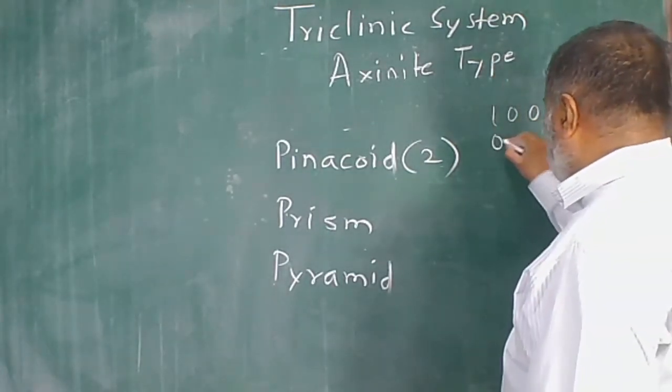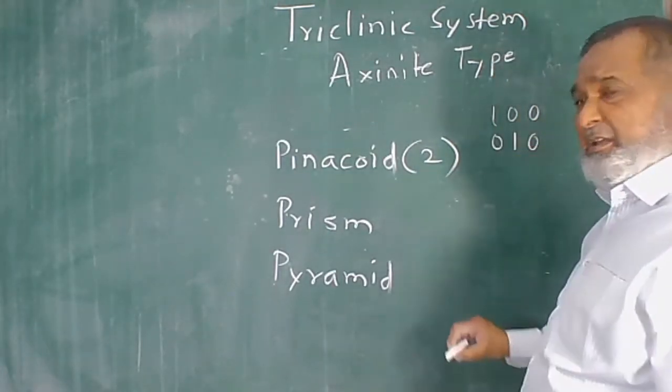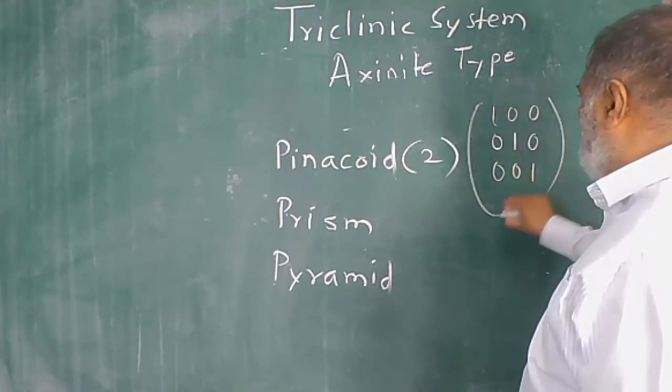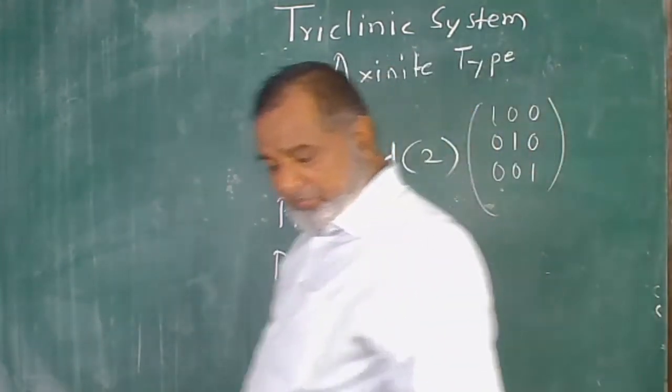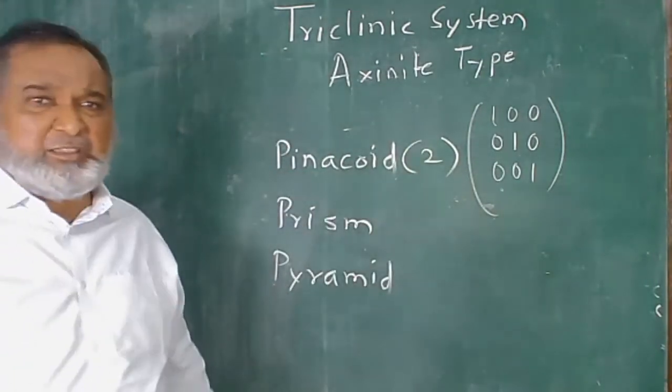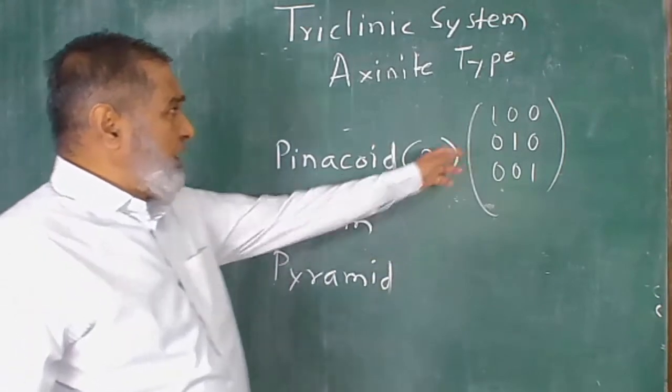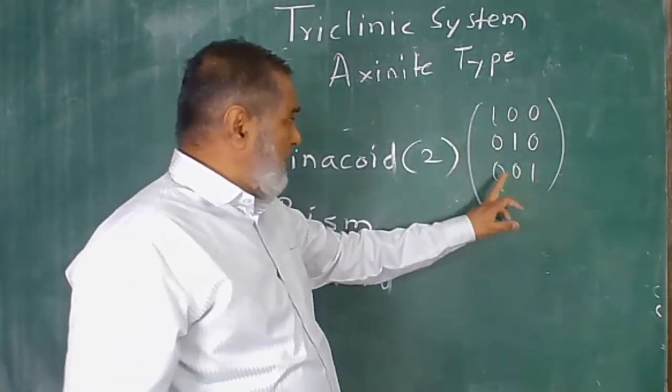If your B axis is going to cut, A and C remain parallel. If it is C that is going to cut, then A and B remain parallel. So in between there is no comma. We are taking proportionate ratios, so we don't have to write a comma in between. So 1 0 0, 0 1 0, 0 0 1.